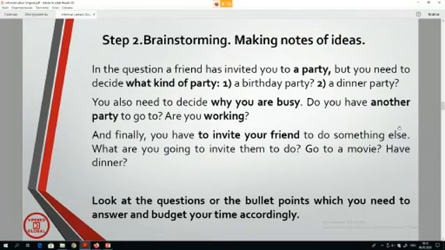The next step, brainstorming, making notes of ideas. So in the question, a friend has invited you to a party, but you need to decide what kind of party it is. Is it a birthday party or a dinner party? You also need to decide why you're busy. Do you have another party to go, or perhaps you are working on this day, or you have something else to do. So in this way, you should explain why you are busy. And finally, you have to invite your friend to do something else. You should think thoroughly. What are you going to invite them to do? Whether to go to the movie or have dinner or any other ideas. So just think what you can do with your friend, or just which place you would like him to invite to go to. So look at the questions which you need to answer, and you should budget your time accordingly.